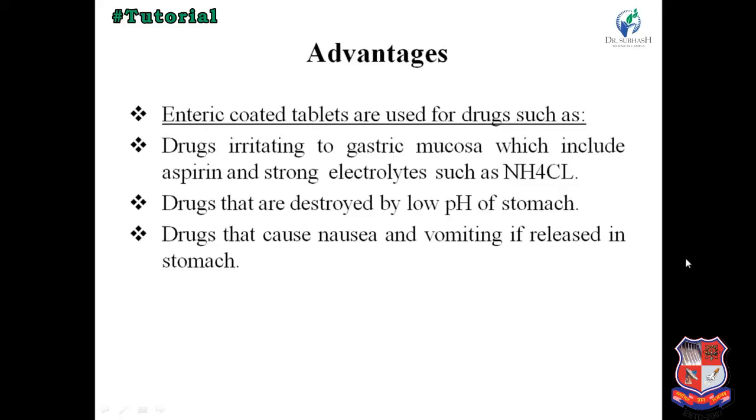Advantages: enteric coated tablets are used for drugs which are irritating to gastric mucosa. Example: aspirin, and strong electrolytes such as NH4Cl. That means any drug which creates irritation to the GI tract. Next, drugs that are destroyed by the lower pH of the stomach are given as enteric coated tablets, and drugs that cause nausea and vomiting if released in the stomach are also given as enteric coated tablets.